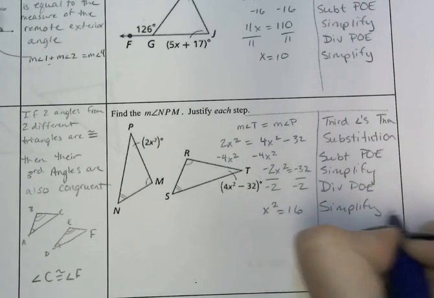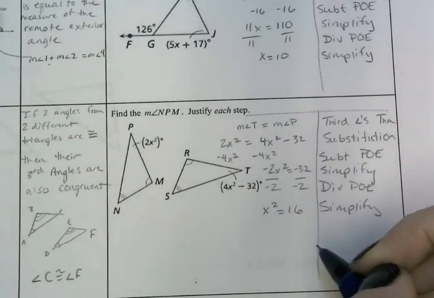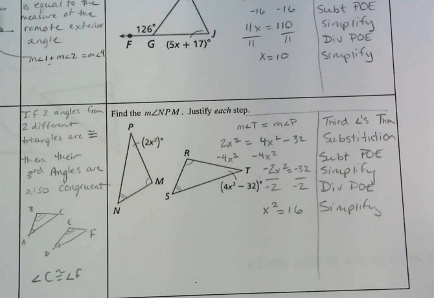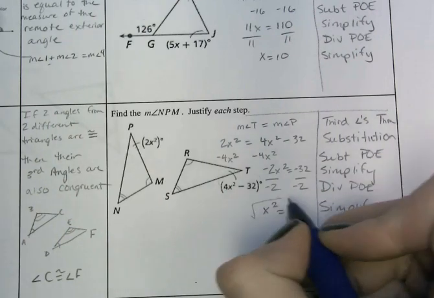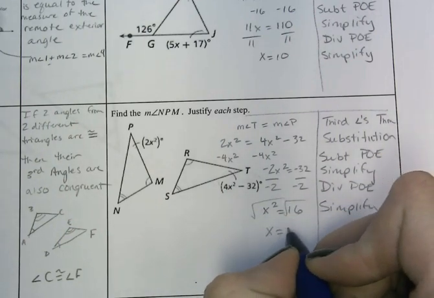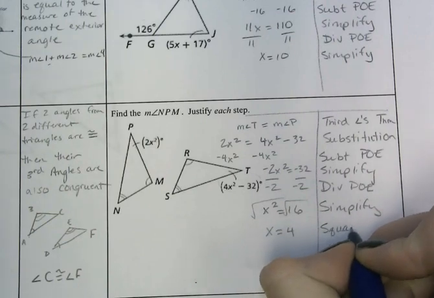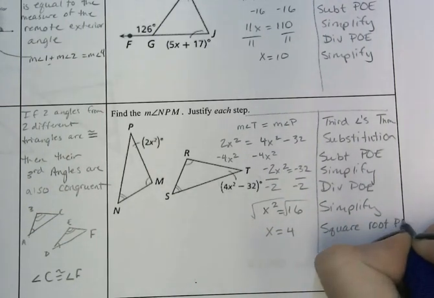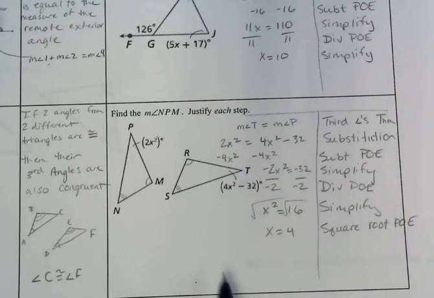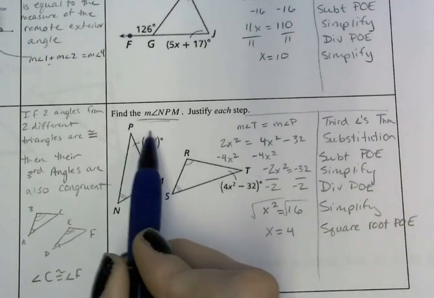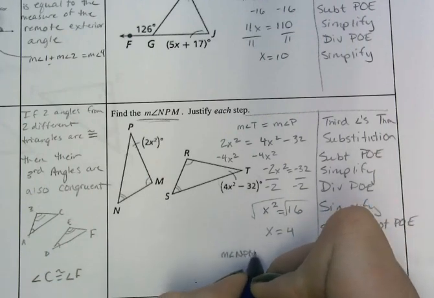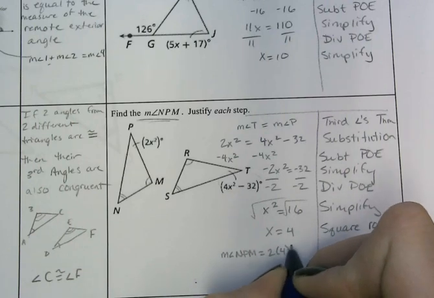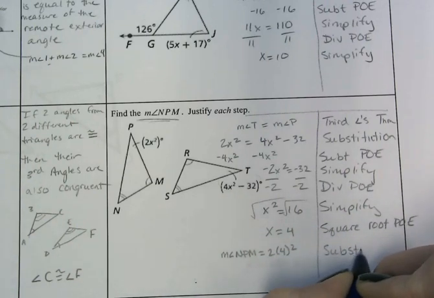Here we've done a bit of this with the Pythagorean theorem and the distance formula, but I'm not looking for x squared, I want to know what x is. So I'm going to take the square root of both sides. If I do that, I'm left with x equals 4, and this is actually the square root property of equality. We're doing something to both sides. But they're not asking me to just find x, they want me to find the measure of angle NPM, so that's this guy, so I do need to plug 4 back in. So I've got measure of angle NPM equals 2 times 4 squared. So we're substituting 4 back in.